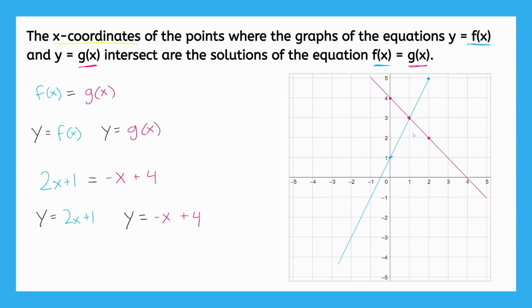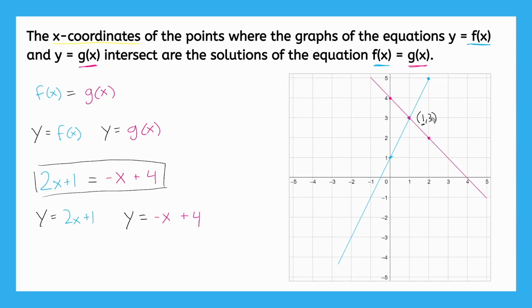The intersection point here, as you can see, is (1, 3). So the x-coordinate of this intersection point is 1. And remember, this is telling us that the x-coordinates of this intersection point, or all the intersection points, because sometimes there's more than one, will be the solutions to the original equation. This was our original equation right here.